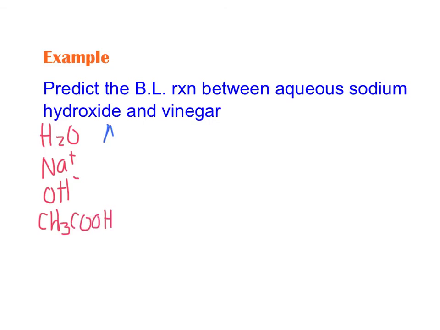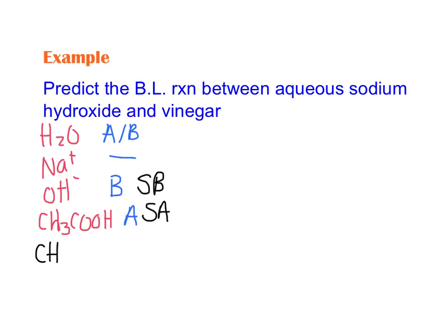Water can act as an acid and a base. It's amphiprotic. Sodium is nothing. OH is obviously quite basic. And acetic acid is acidic. Looking in our data tables, water is the weakest acid and the weakest base possible. So we find that obviously hydroxide is the strongest base. Acetic acid is the strongest acid.